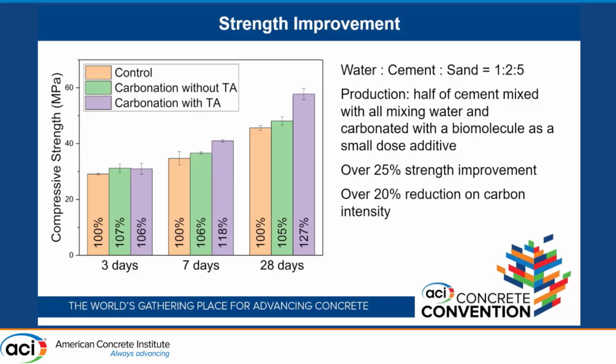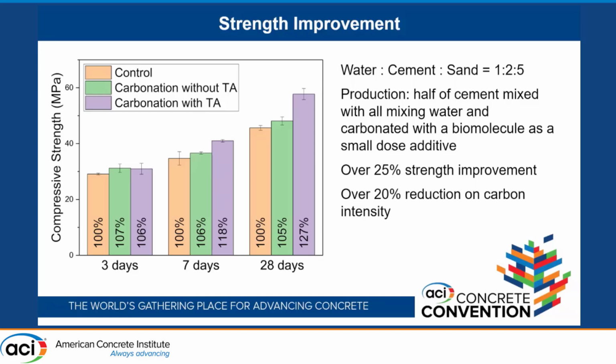You can see in purple, the carbonation with tannic acid has nearly a 25% strength improvement at 28 days compared to the control. And we have over a 20% reduction in our carbon intensity using the carbonation and tannic acid.